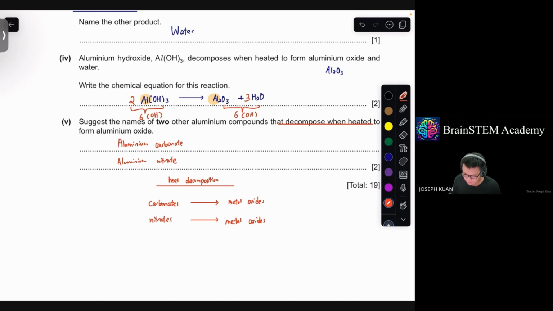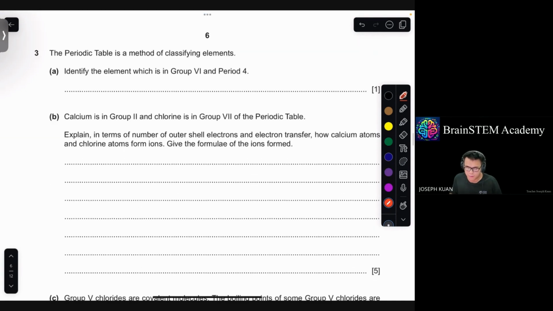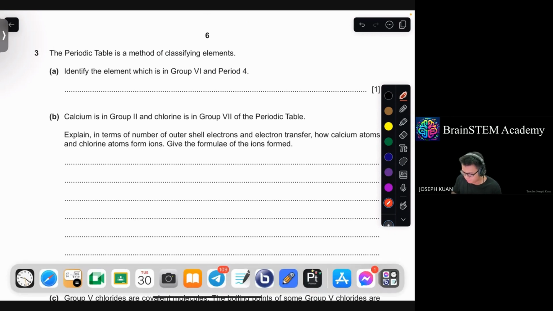Right, moving on to the next question, which is question number 3. The periodic table is a method of classifying elements. Identify the element which is in group 4 and period 4.